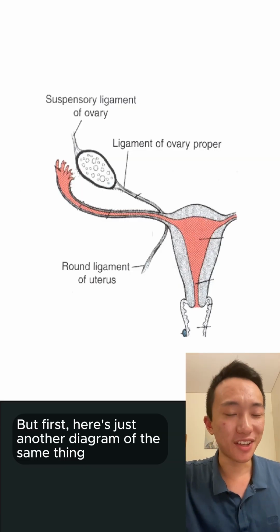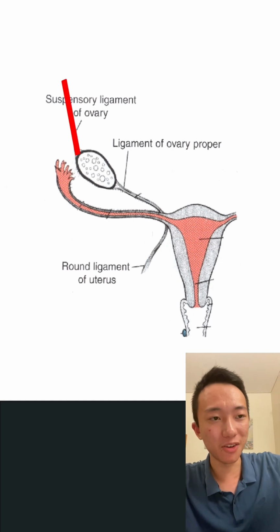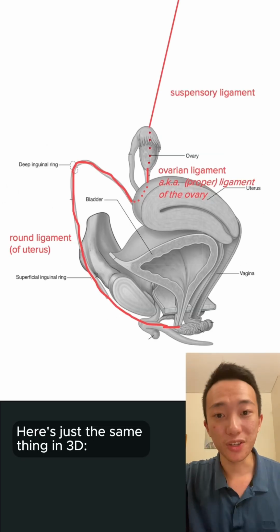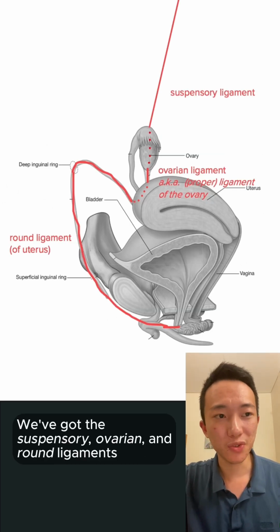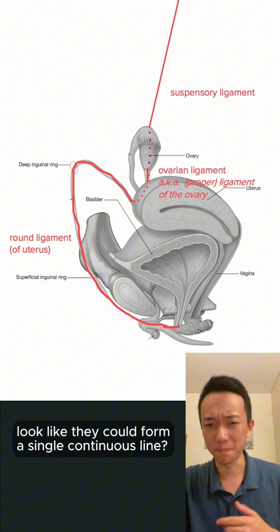But first, here's just another diagram of the same thing. So suspensory ligament going into the ovary from above, ovarian ligament connecting it to the uterus, and then round ligament coming off of the uterus. Here's just the same thing in 3D. We've got the suspensory, ovarian, and round ligaments. So why do you suppose these three ligaments look like they could form a single continuous line?